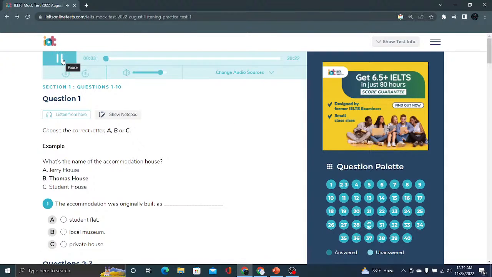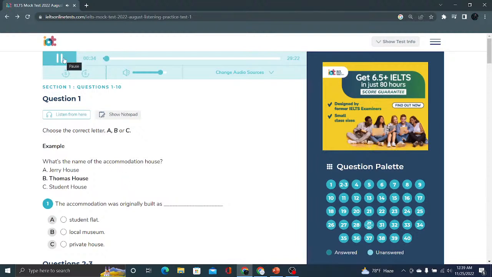Instructions. You are going to hear a number of different recordings and you will have to answer questions on what you hear. There will be time for you to read the instructions and questions, and you will have a chance to check your work. All the recordings will be played once only. The test is in 4 sections. At the end of the real test, you will be given 10 minutes to transfer your answers to the answer sheet.